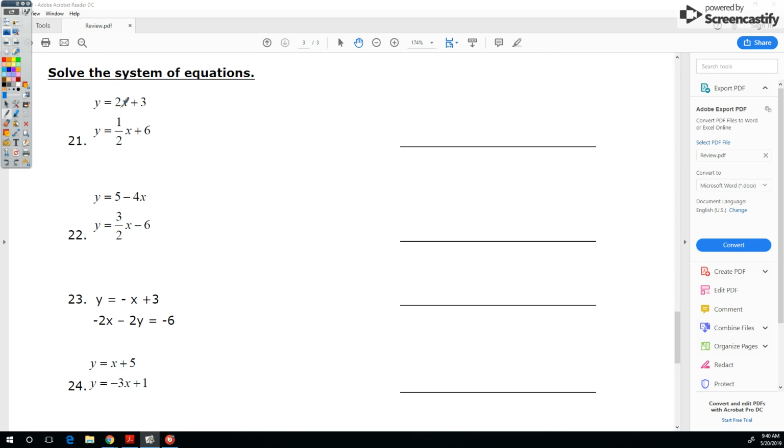If y is equal to 2x plus 3 and y is equal to half x plus 6, then 2x plus 3 is equal to a half x plus 6. Oh, I'm out of time.